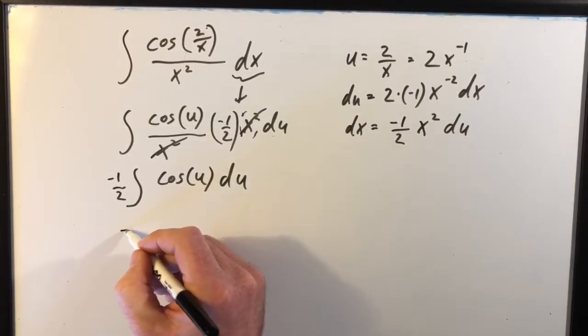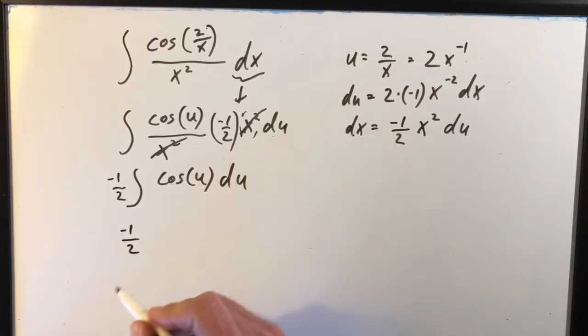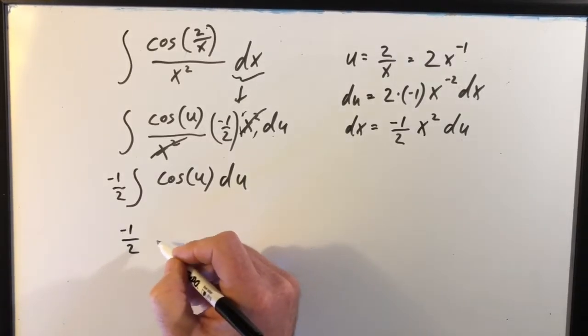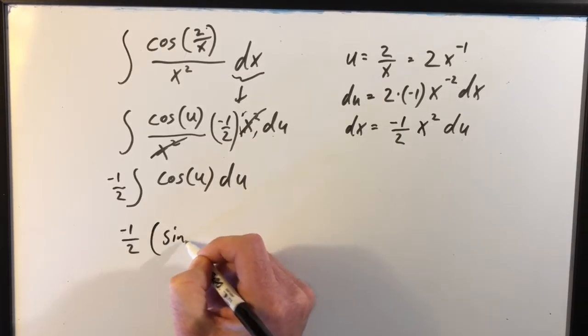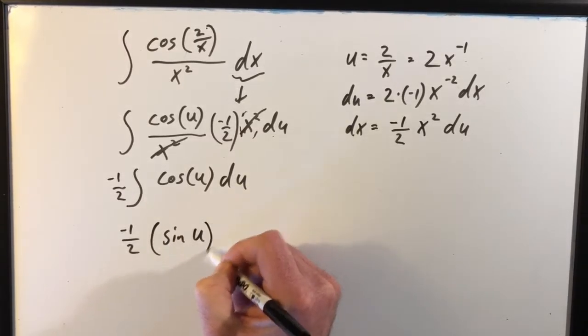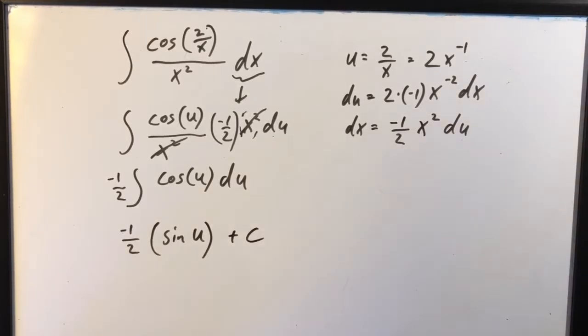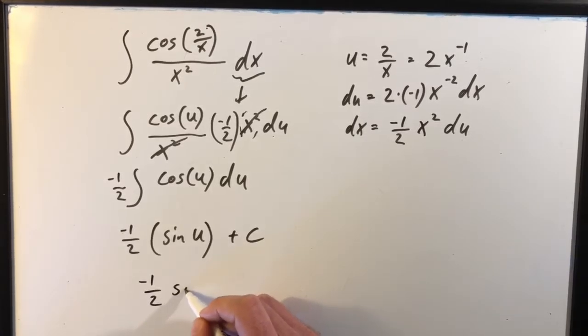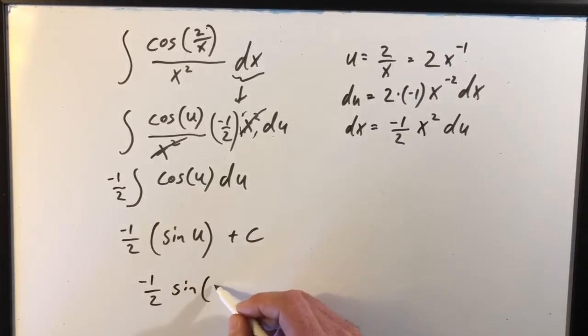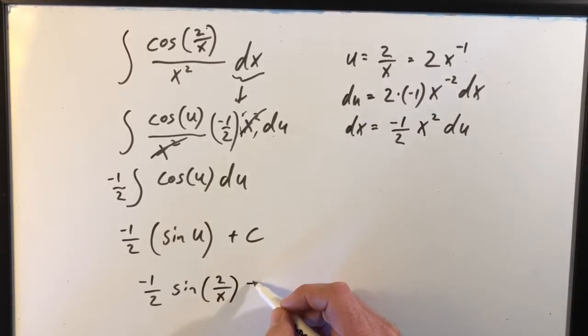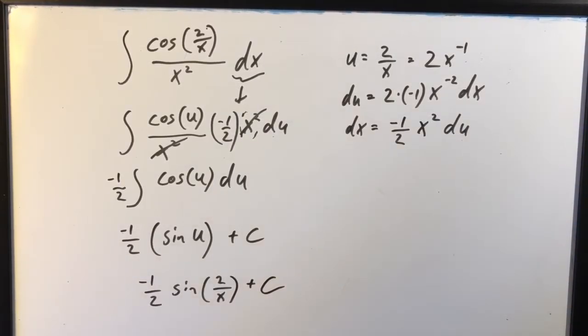So the next step is negative 1/2, and it's going to be a positive sign, sine u plus c. Substitute our x in for u: negative 1/2 sine of 2 over x, plus c. Simple as that. That is your answer.